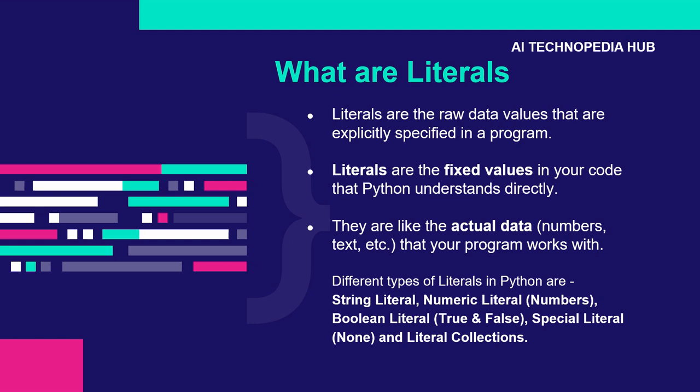There are different types of literals in Python, including string literals like "hello" or "Python", numeric literals like 10 or 3.14, Boolean literals like True or False, and special literals like None, and literal collections like lists, tuples, dictionaries, and sets.